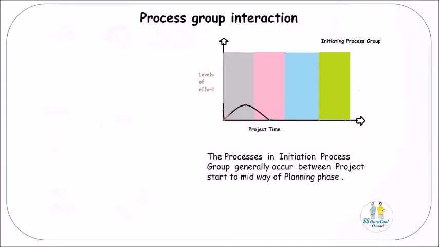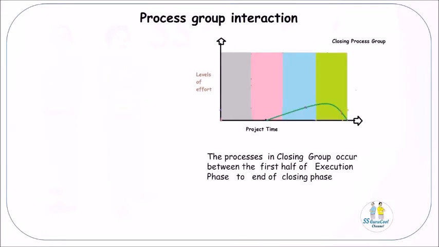The processes in the initiation process group generally occur between the start and midway of the planning phase. The processes in the closing group occur between the first half of the execution phase and the end of the closing phase.